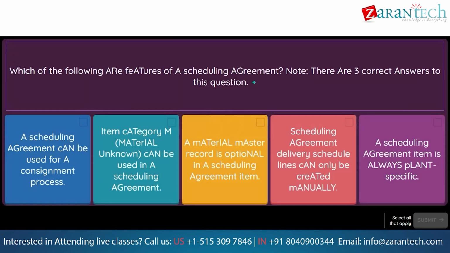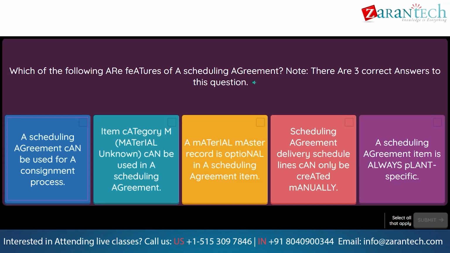Question: which of the following are features of a scheduling agreement? Note, there are 3 correct answers to this question. Option 1 a scheduling agreement can be used for a consignment process. Option 2 item category M, material unknown, can be used in a scheduling agreement.